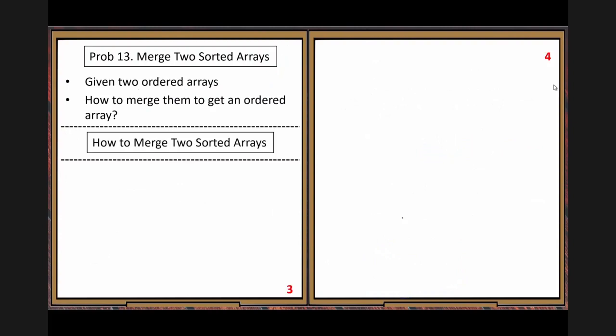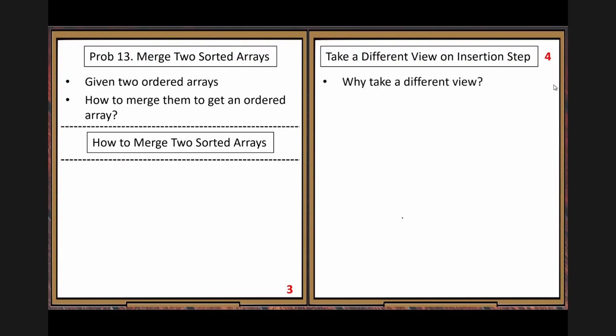Now, how to merge two sorted arrays. Take a different view on the insertion step. Now, we want to look at the insertion step again, but this time we try to generalize our view and try to connect it to the merge step. Why take a different view? Because we want to get inspiration for a new idea.